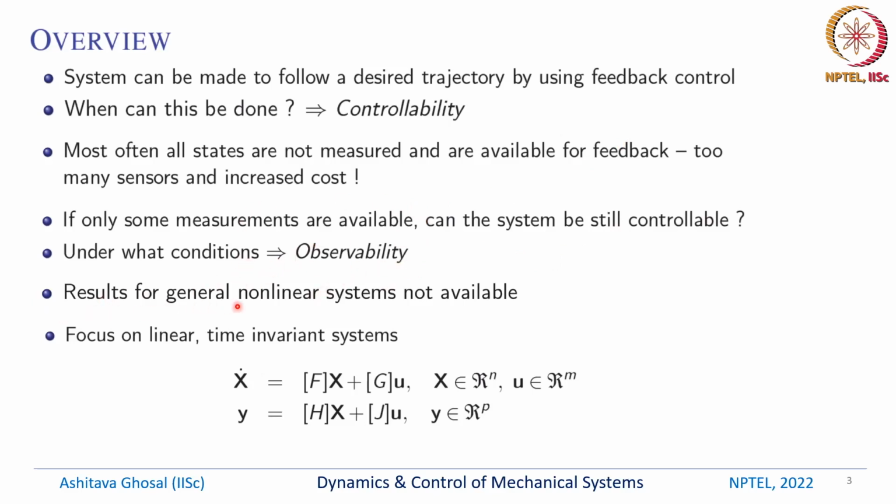There are very few results for general nonlinear systems that are available. Most of the results are for linear time invariant systems. And just to recap, a linear time invariant system is one which is given by these two equations. So we have the state equations, which is x dot equals fx plus gu, where x is an n-dimensional state vector and u is the input, which could be m-dimensional. And then we have the output equation, which is y equals hx plus ju, and y is a p-dimensional vector.